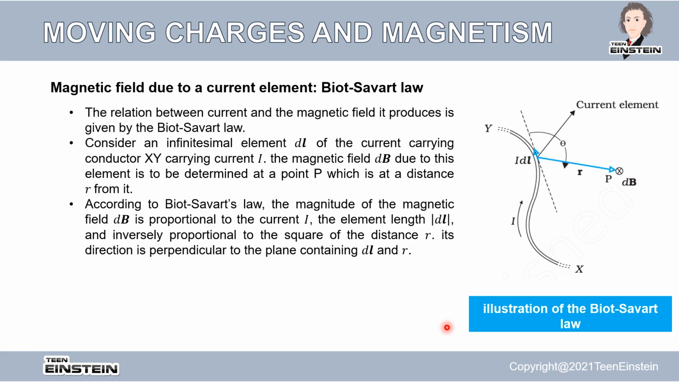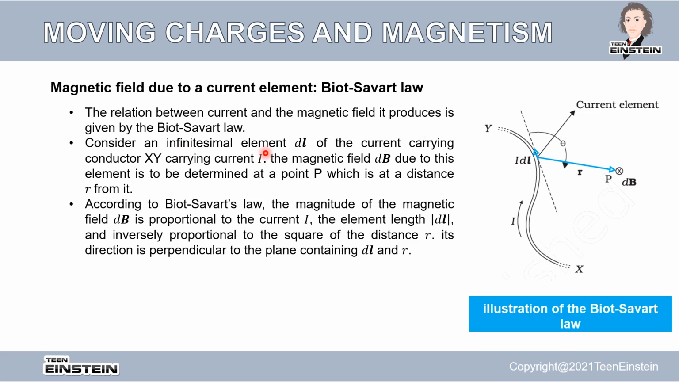So in the previous cases, we talked about how much the current carrying wire is affected by the magnetic field. But in this case, we are going to talk about the magnetic field produced due to a current element. And this law is given by the Biot-Savart law. So this is similar to Coulomb's law, because Coulomb's law gives us the electric field produced by an electric charge. In this case, this law is going to give us the magnetic field produced by a current element. So the relation between current and the magnetic field produced is given by the Biot-Savart law.